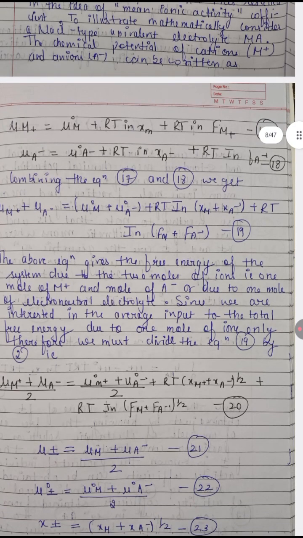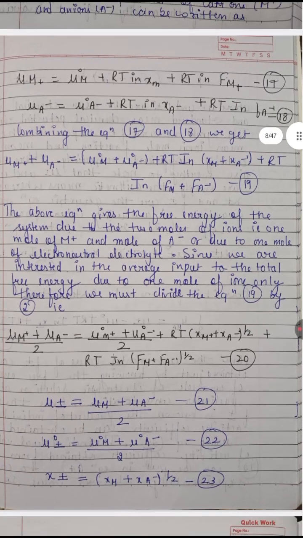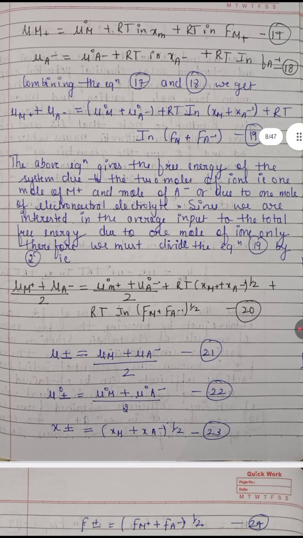To illustrate mathematically, consider a NaCl type univalent electrolyte MA. The chemical potential of the cations M positive and anions A negative can be written as mu M positive equals mu naught M plus RT ln xM plus RT ln fM plus, equation 17. Next is mu A negative equals mu naught A negative plus RT ln xA negative plus RT ln fA negative, which is equation 18.